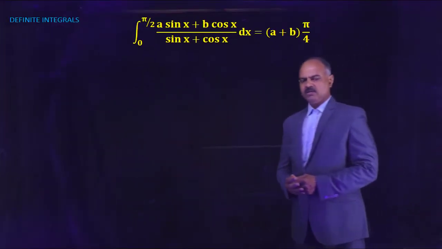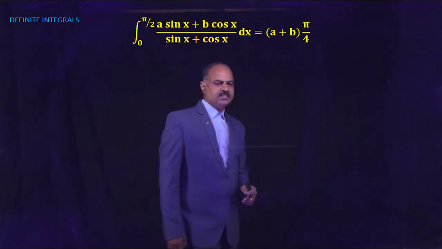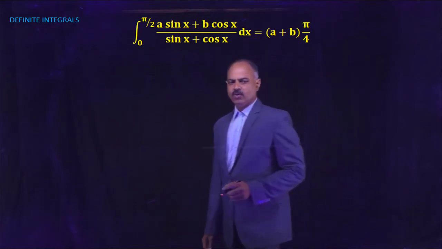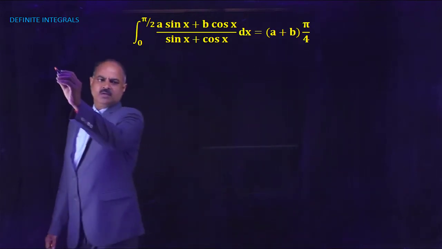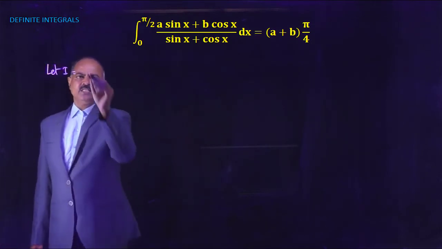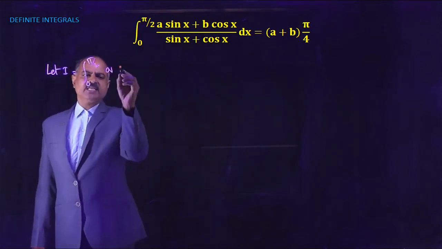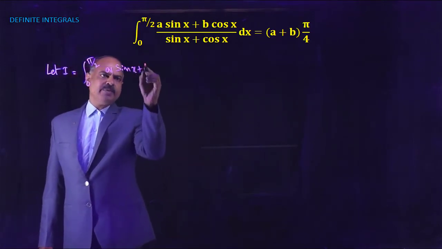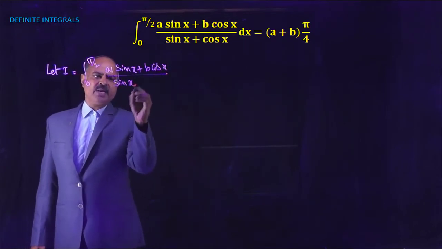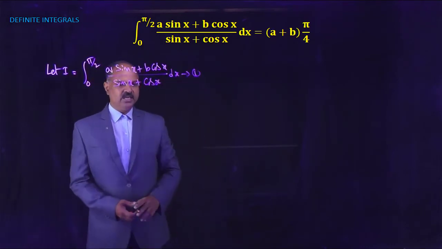Next formula: integral 0 to pi by 2 of (a sin x plus b cos x) by (sin x plus cos x) dx equals (a plus b) into pi by 4. Let I be equal to integral 0 to pi by 2 of (a sin x plus b cos x) divided by (sin x plus cos x) dx. This is equation number 1.